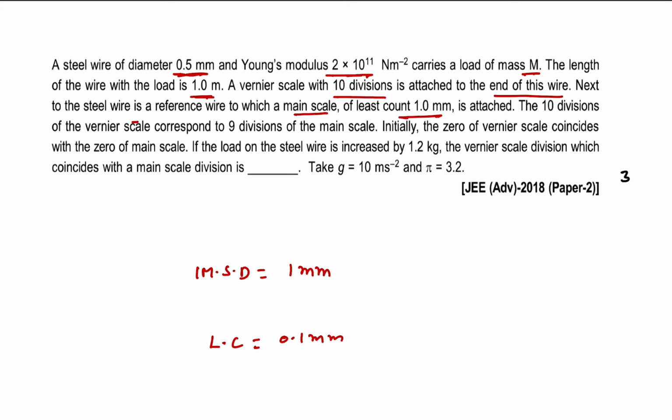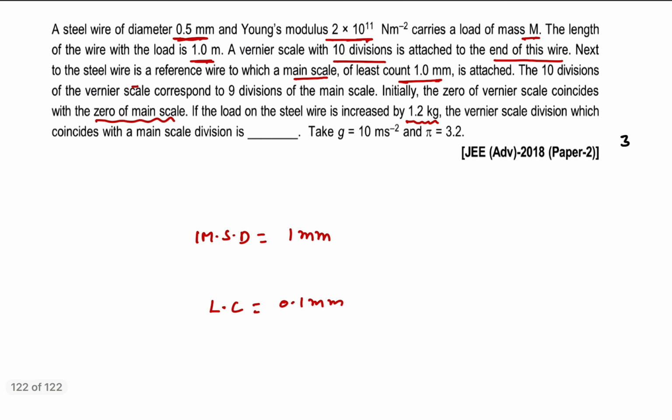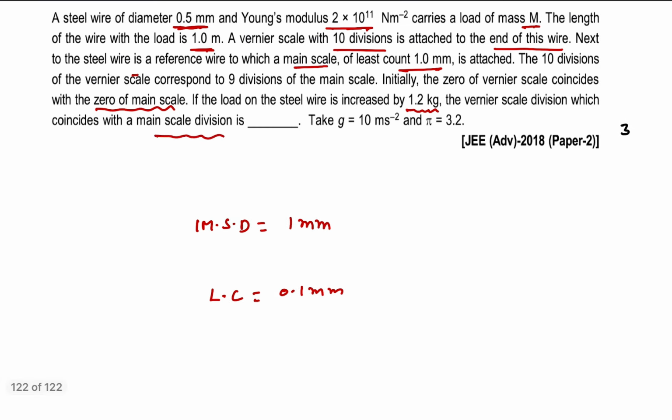Next one. Initially the 0 of the vernier scale coincides with the 0 of the main scale. If the load of the steel wire is increased by 1.2 kg, the vernier scale division which coincides with the main scale division is equal to how much? Now they are asking what is the extension in the wire. So we can write Y is equal to mg into L divided by the area into x. What is the area here? The diameter is given.